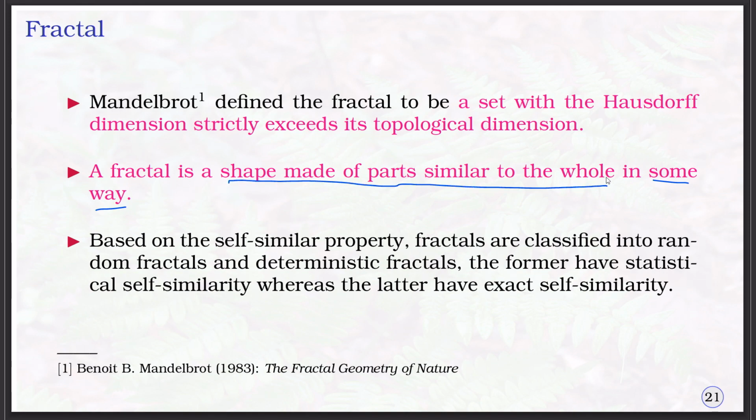There are two possible ways. One is that a part exactly resembles the whole, another one is that a part approximately resembles the whole. So, based on these two, the fractal is classified into two types. One is random fractal and the other one is deterministic fractal or regular fractal.